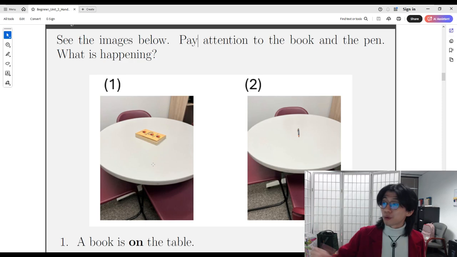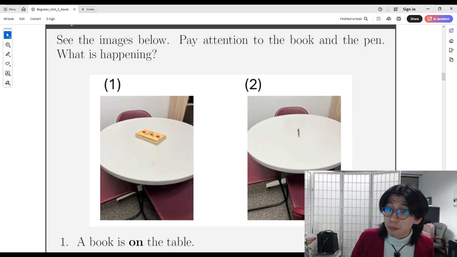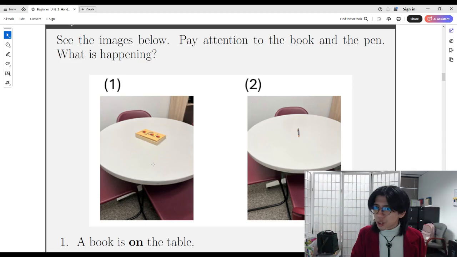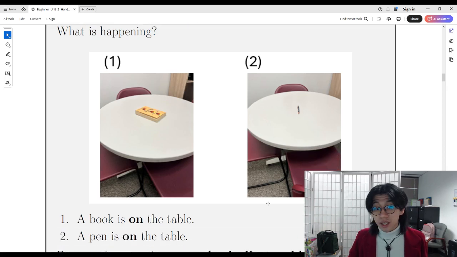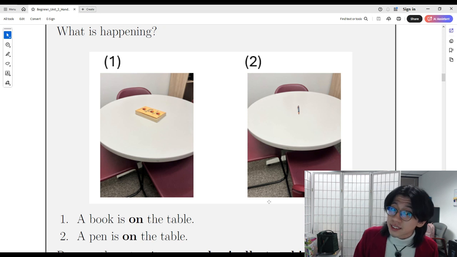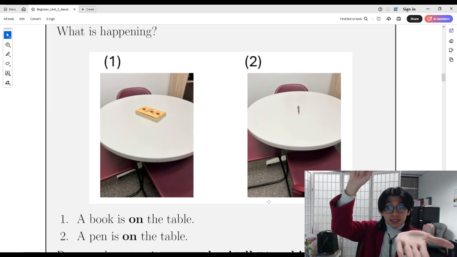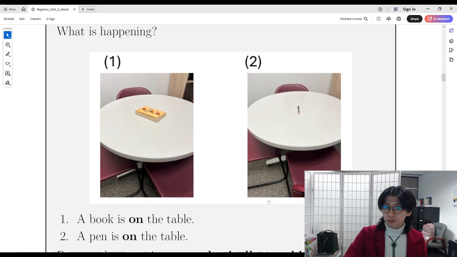All right. How about number two? Knowing that number one is a book is on the table, what would it be for number two? Think about it. Maybe if you need to pause the video, do so. Okay, let's take a look. For number two, the answer would be a pen is on the table. A pen is on the table. It's the same thing. The pen is physically touching the table, which means that we can use the preposition on.